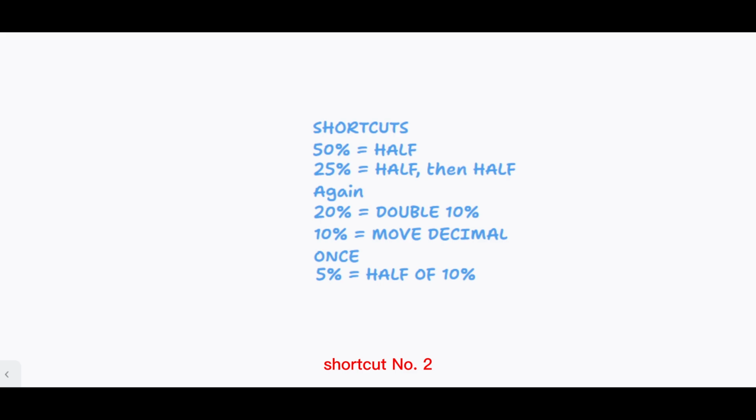Shortcut number 2. 25% means half, then you half it again. So half of 500 is 250. Then half again is 125.